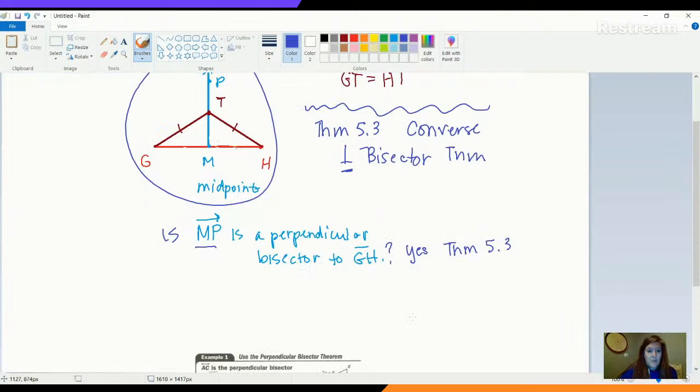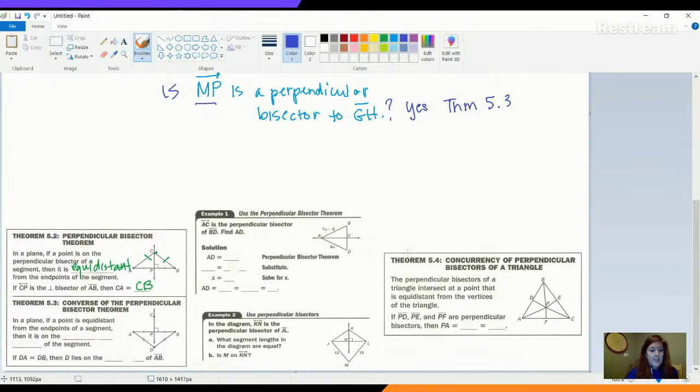Okay, and again, make sure you fill in your sheets. It says in a plane, if a point is equidistant from the endpoints of the segment, then it is on the perpendicular bisector of the segment. So DA is equal to DB. D lies on the perpendicular bisector of AB. So again, make sure you have those filled in. All right, so let's do two quick examples with this, and then there's one more thing that I want to share with you about perpendicular bisectors.